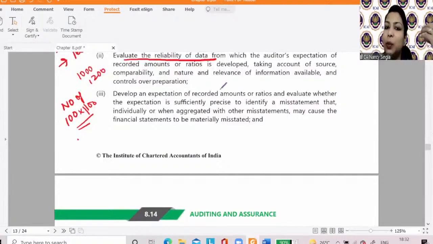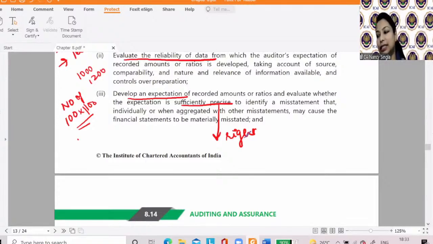First step में क्या था कि which particular analytical procedure is suitable. Second में क्या था? The data on which that particular analytical procedure is to be applied, whether that is reliable or not. And the third point is what? Whether he's able to develop an expectation sufficiently precise. What is precise? So whether an expectation can be developed rightly or not, he'll consider that.